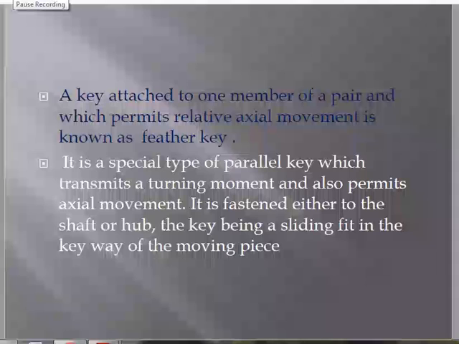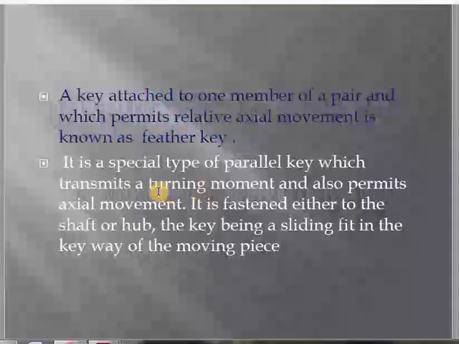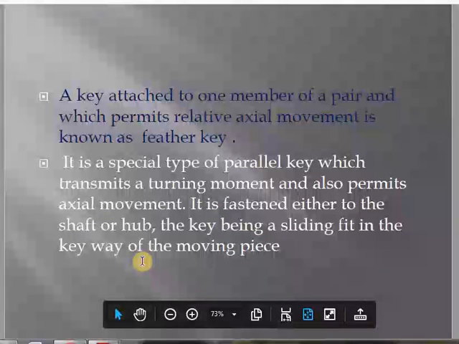The special feature of the feather key is it transmits a turning moment and also permits axial movement. It is fastened either to the shaft or hub, the key being a sliding fit in the keyway of the moving piece.